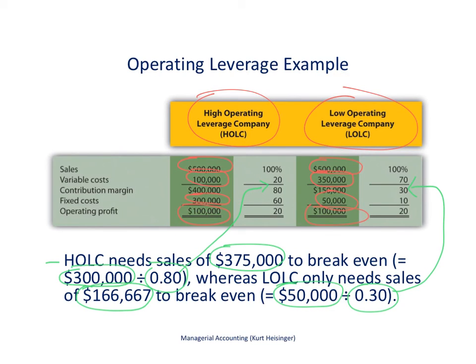Stated a little differently, for every dollar in sales that high operating leverage company has when they're above the break even point, 80 cents or 80% of that dollar goes right to the bottom line, increases their profit. For every dollar in sales increase for the low operating leverage company, only 30 cents goes right to the bottom line, or 30% of that dollar. So again, low operating leverage companies tend to be less risky because they don't fluctuate as much with losses in sales, and high operating leverage companies tend to see more profit when sales go up because of that high contribution margin ratio. That's why it's so important to understand the operating leverage and more broadly the cost structure of an organization.